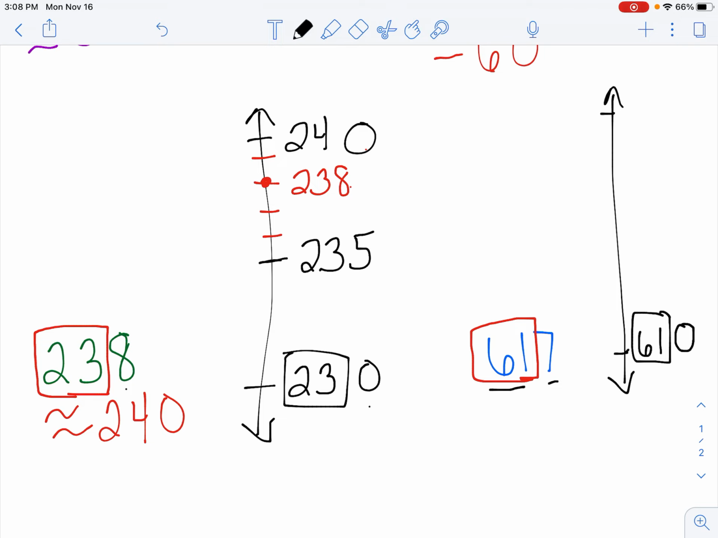and 62 tens, just 620. Think about what's directly in the middle. 61 tens and 5 ones, 615.